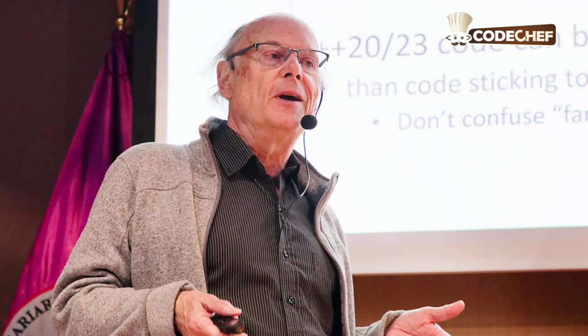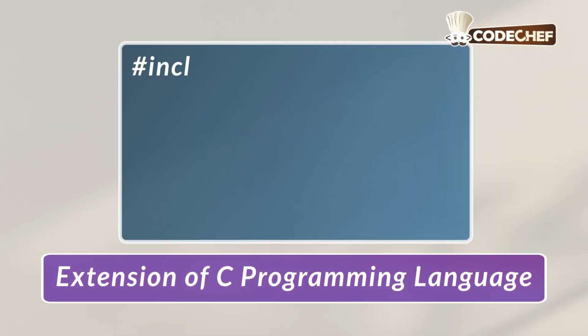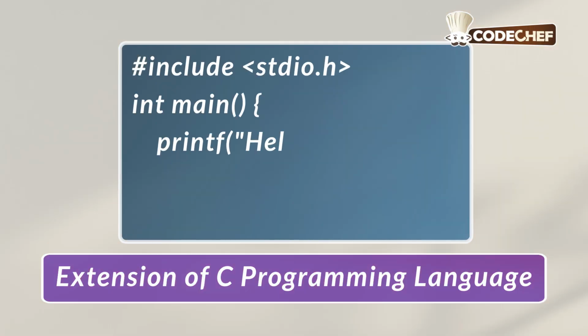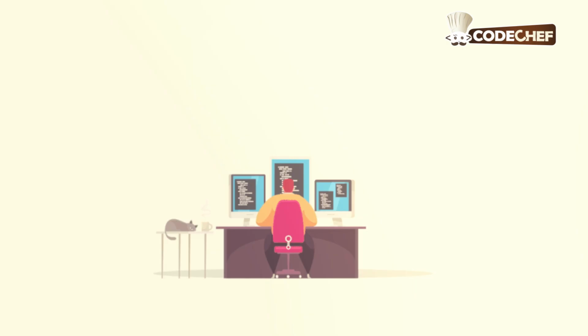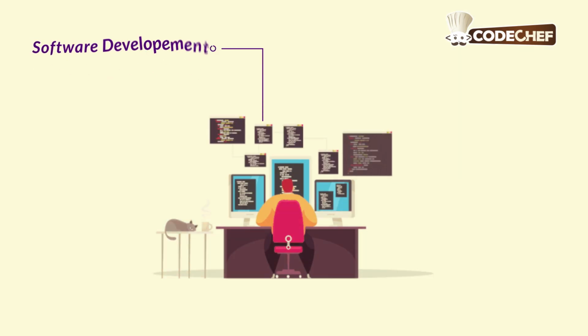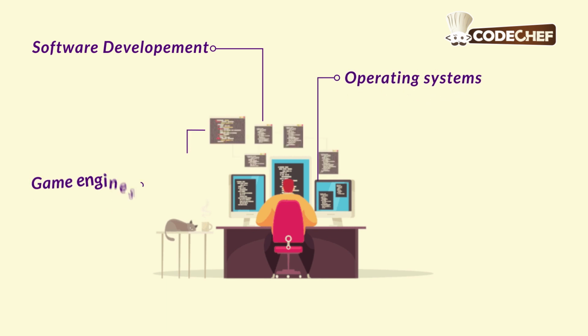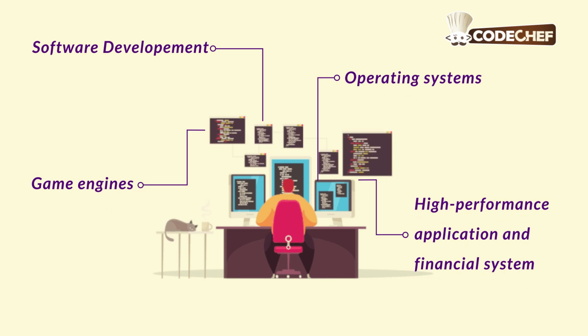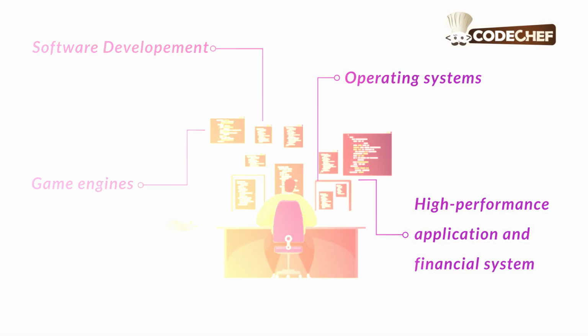C++ is a general-purpose programming language created by Bjarne Stroustrup in 1979 at Bell Labs. It was designed as an extension of the C programming language, adding features like object-oriented programming. Over the years, C++ has become a foundational tool in software development, powering everything from operating systems and game engines to high-performance applications and financial systems.